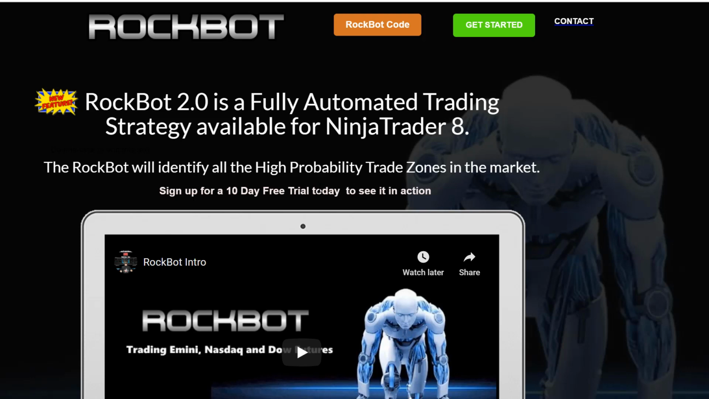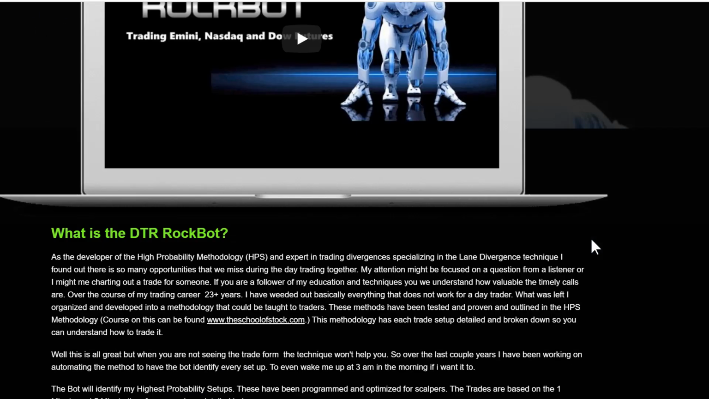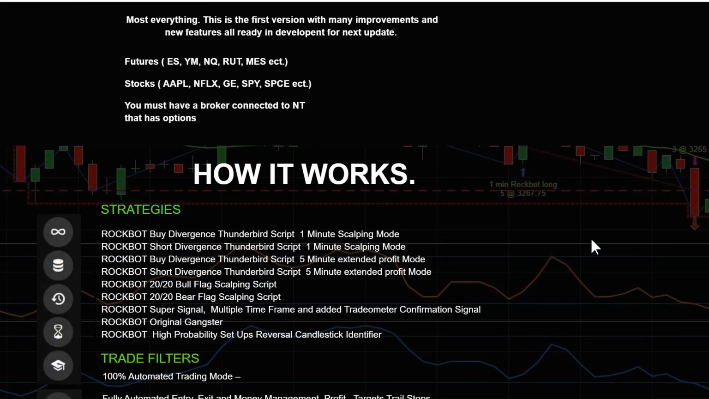A really great addition to the Rockbot is the ability to have those stops automatically placed at the divergence low, instead of trying to guess where that divergence is, or placing the stop and moving it after the fact. Now it automatically gets placed for you. I've been having this thing run every night this week, making sure everything's running good, and it's absolutely doing fantastic. I'm so excited about it.